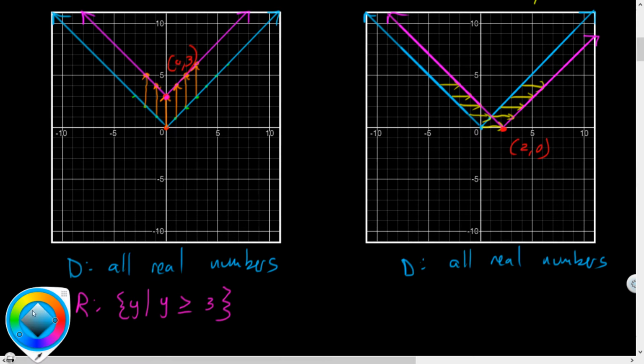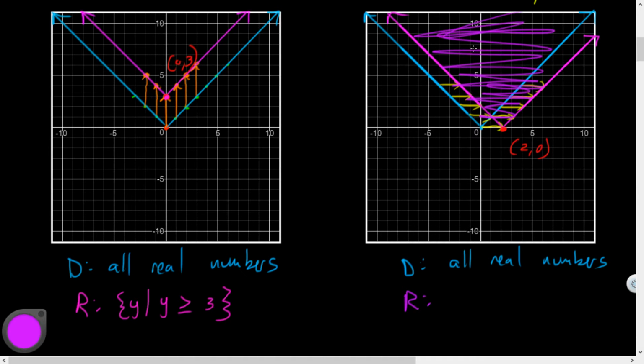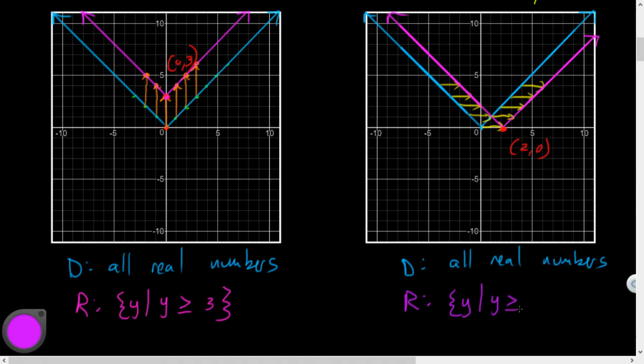Yeah? And how about the range? If I smushed this to the y-axis, what y values would get hit? Well, everything bigger than or equal to 0. So actually, it kept the range of the parent function in this case. So I'd say the set of y such that y is greater than or equal to 0. Wow. Sneaky stuff.